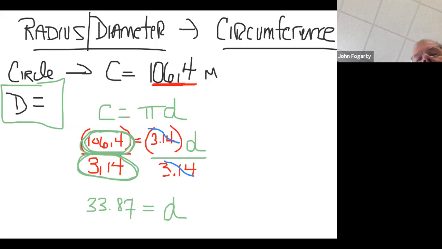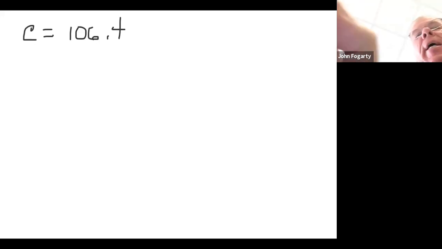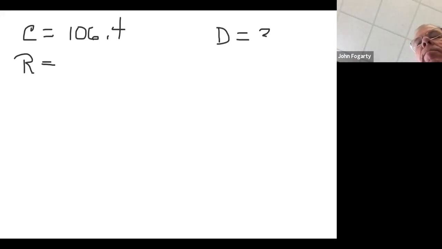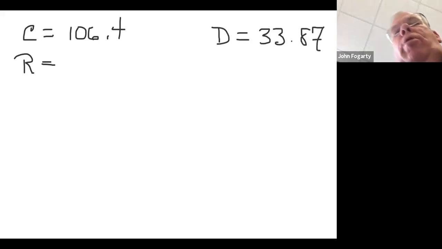All right. Now, what if I take the same given? I have a circle, and the circumference of my circle is 106.4, right? And I say to you, what's the radius? Well, what did we just figure out the diameter was? 33.87, right? All righty.